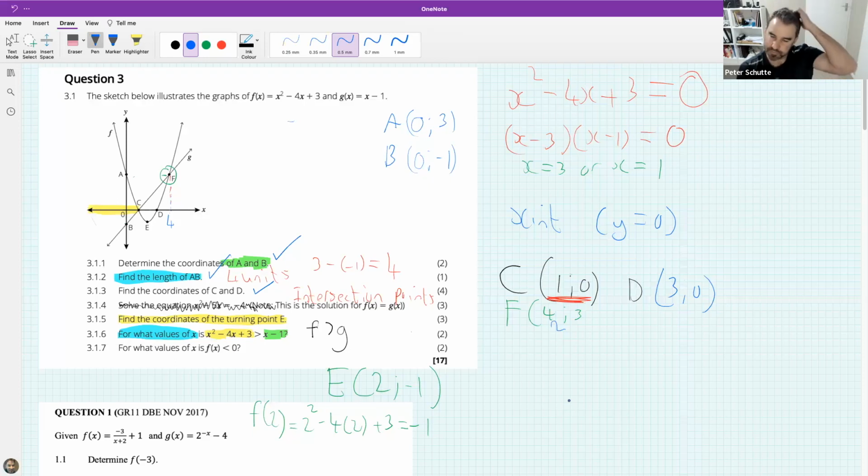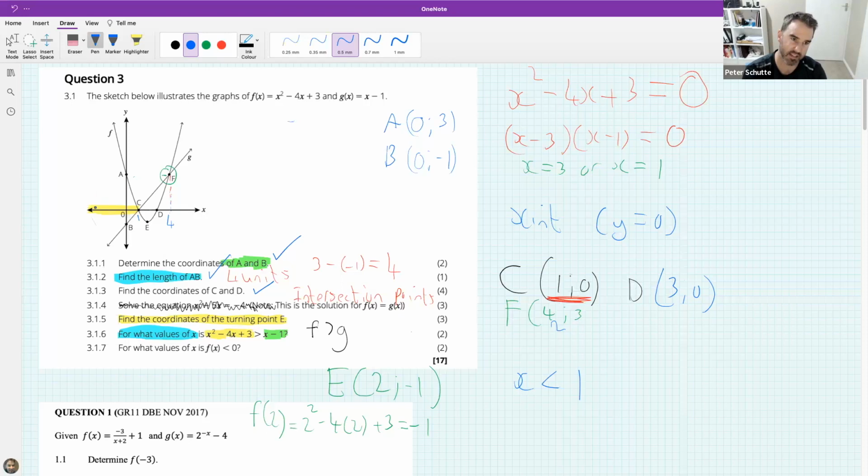So the yellow bit there. Now we worked C out earlier on. I think C was 1 and D was 3. So we know that x must be less than 1 for f to be above g. But there's another place. Okay, Kimane, hang in there. This question is saying, when is the graph f above the graph g?